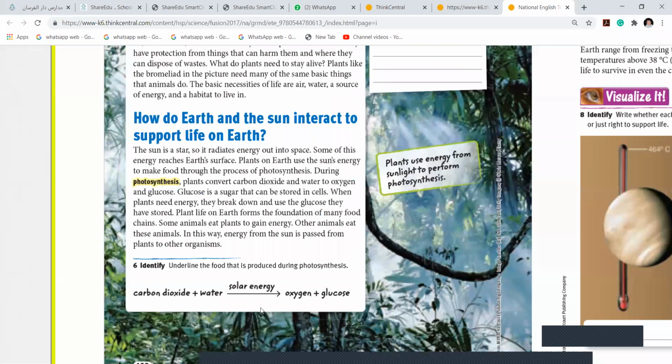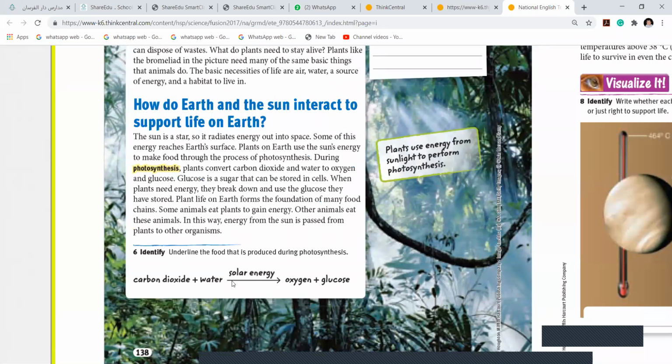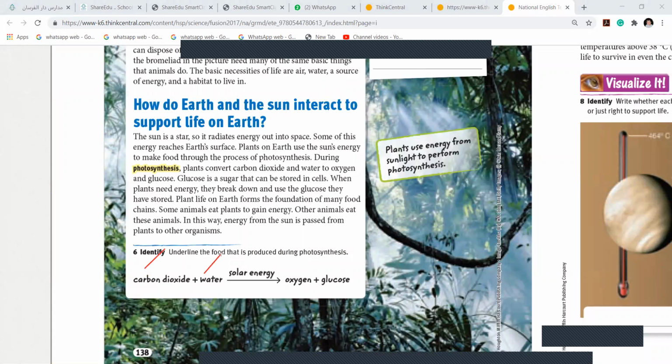Girls, I want you all to know this equation tomorrow. I'll be asking you this equation. Even last year we did this equation. Plants need carbon dioxide and water. You put water and they take carbon dioxide from us. In the presence of which energy? Solar energy, light energy. And they give fruits, they give sugar, that is glucose. And of course they release oxygen, and that oxygen we take.